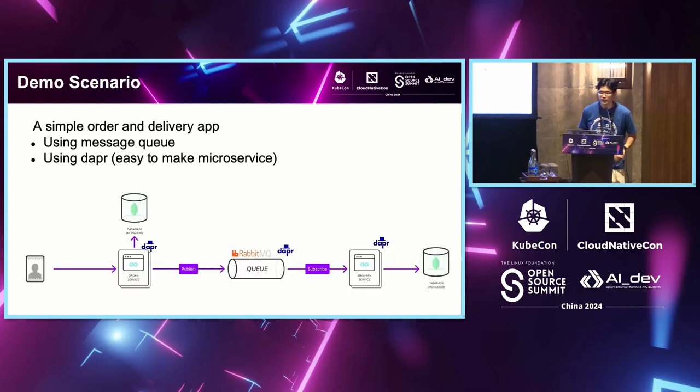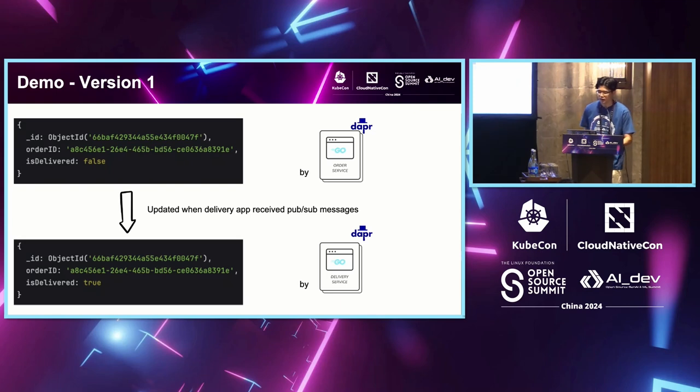What we have for the demo today is a simple order and delivery application. As you can see, when the user requests an order, the order service creates data in MongoDB and publishes a message to the queue when the order is completed. The delivery service subscribes to messages from the message queue and updates the status of the data in MongoDB. Here's a more detailed view. When the order is finished, the order service creates some data like the above in MongoDB. And after the delivery service subscribes to the messages, the service sets isDelivered to true.